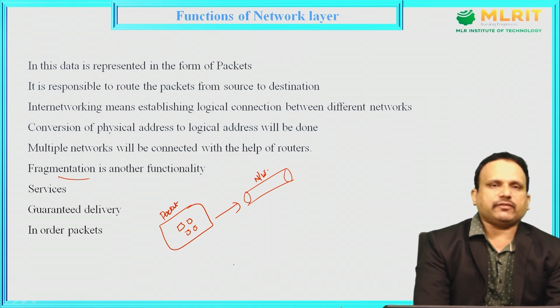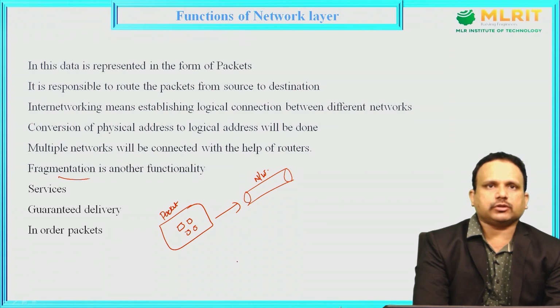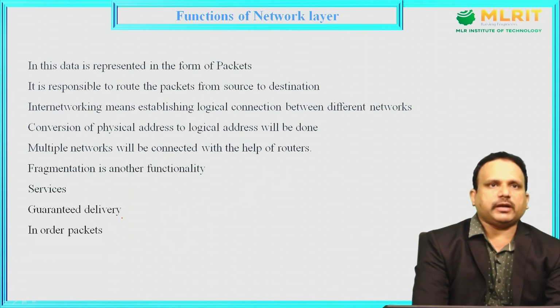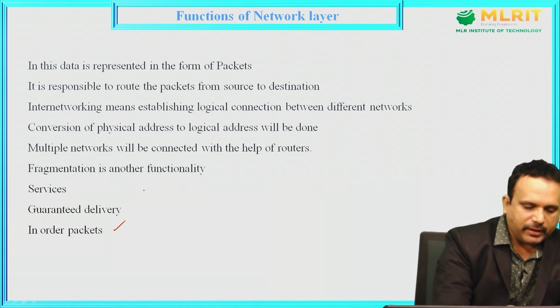And what are the services provided by this network layer? Guaranteed delivery. That means whatever data you transmit from the sender, it is 100% sure that the data is going to reach the receiver without any loss of data, without any modification of the data, without any tampering of the data. And next one is in order packets. What is this in order packets? That is nothing but here we are maintaining the sequence number concept.